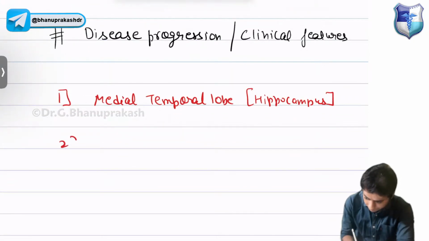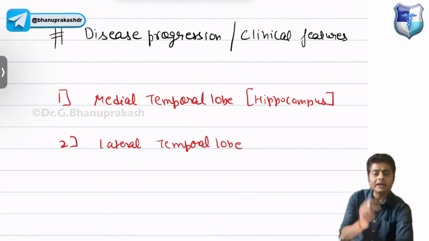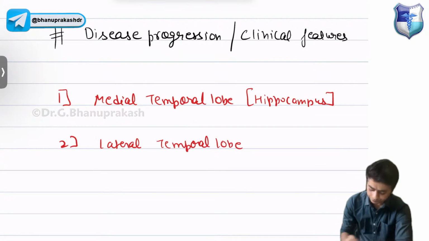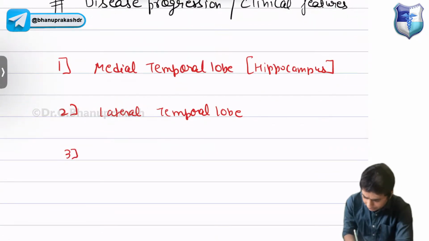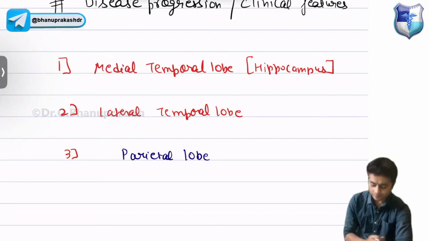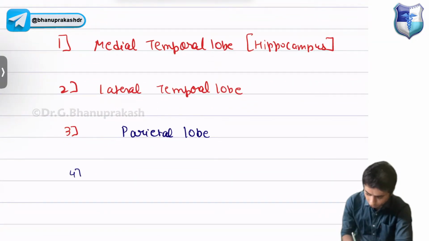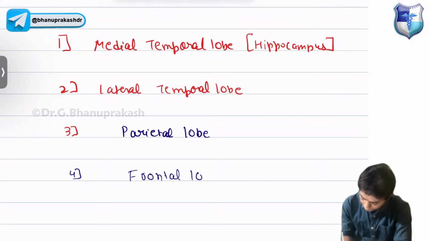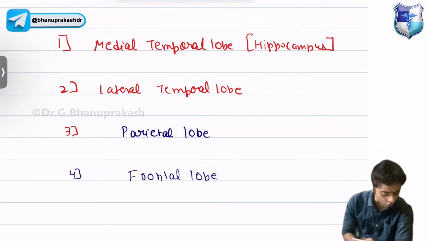After the medial temporal lobe, the disease goes to the lateral temporal lobe, and in the lateral temporal lobe is your semantic memory. After that, it goes to your parietal lobe. Okay? Done. And after the parietal lobe, it goes to the frontal lobe.